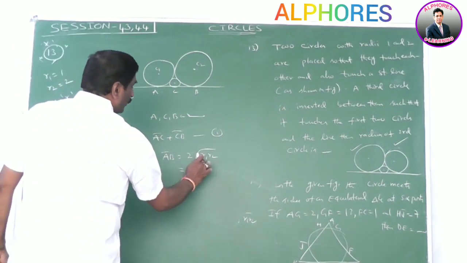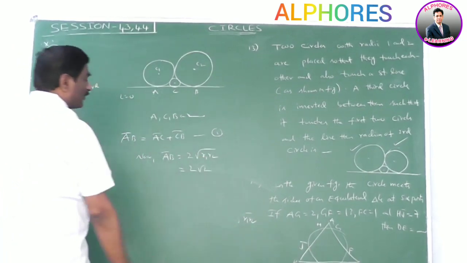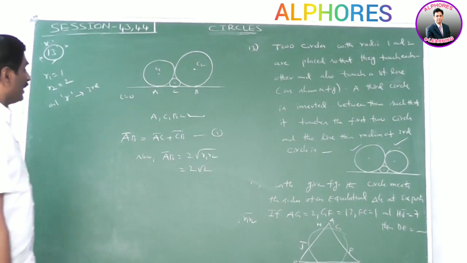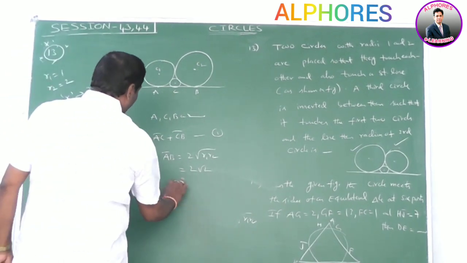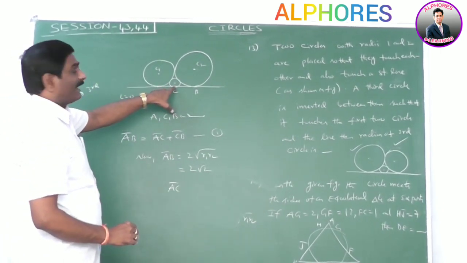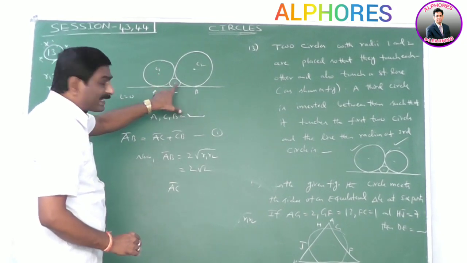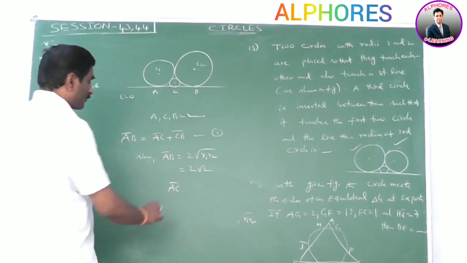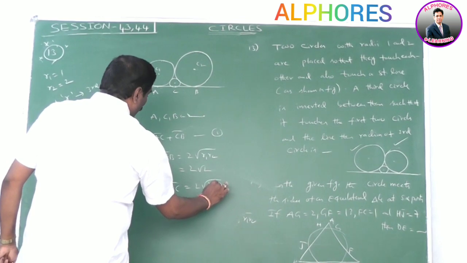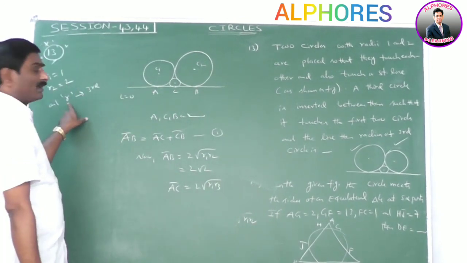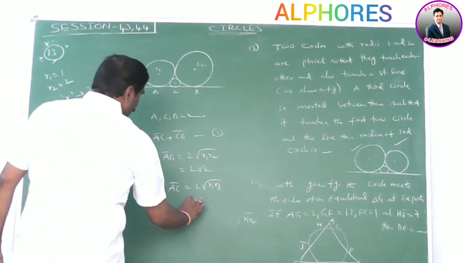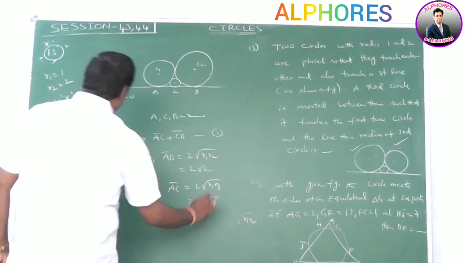That means 2 root 1 into 2 means 2 root 2. AB value is 2 root 2. Okay. Next, what is the value of AC? AC is nothing but the length of the common tangent for circle 1 and 3. That means 2 root R1 into R3. R3 is nothing but R. R1 is nothing but 1. That means 2 into root of 1 into R makes root R.